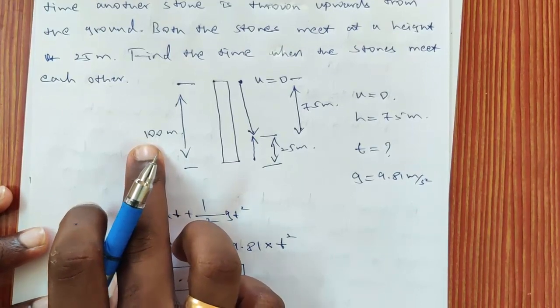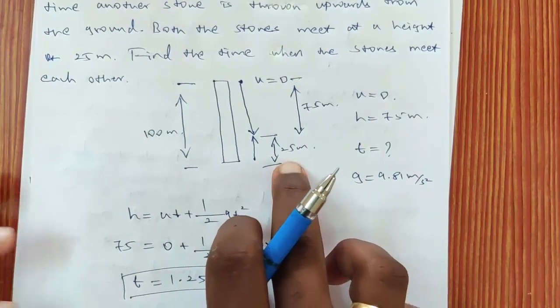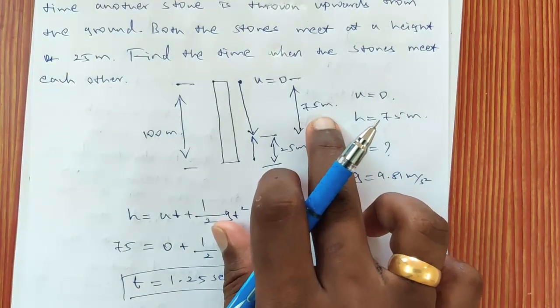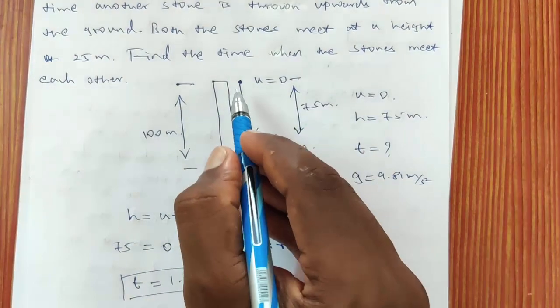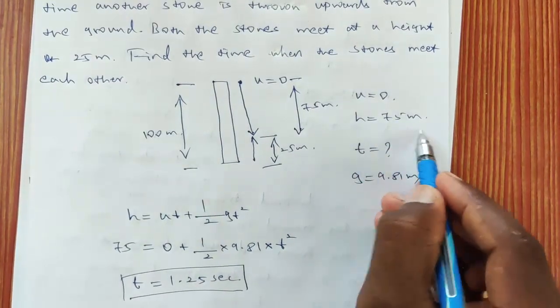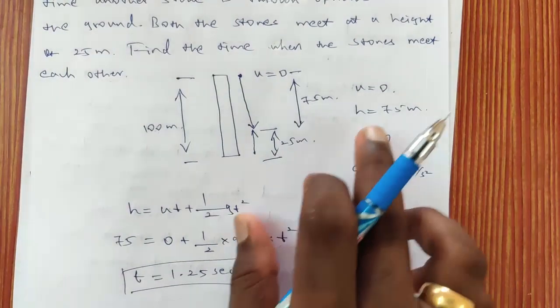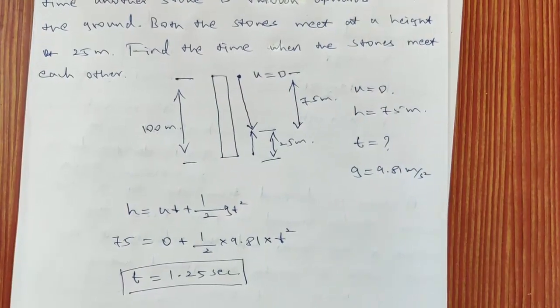So in the problem, the total height is 100 meter. Among the 100 meter, stone 2 travels a height of 25 meter and stone 1 travels a height of 75 meter. So we are calculating the time taken by the stone 1 to meet the stone 2. So we have to consider the height of stone 1 alone. That is very important. If you consider the height as 75 meter, then we can calculate the time as 1.25 seconds.